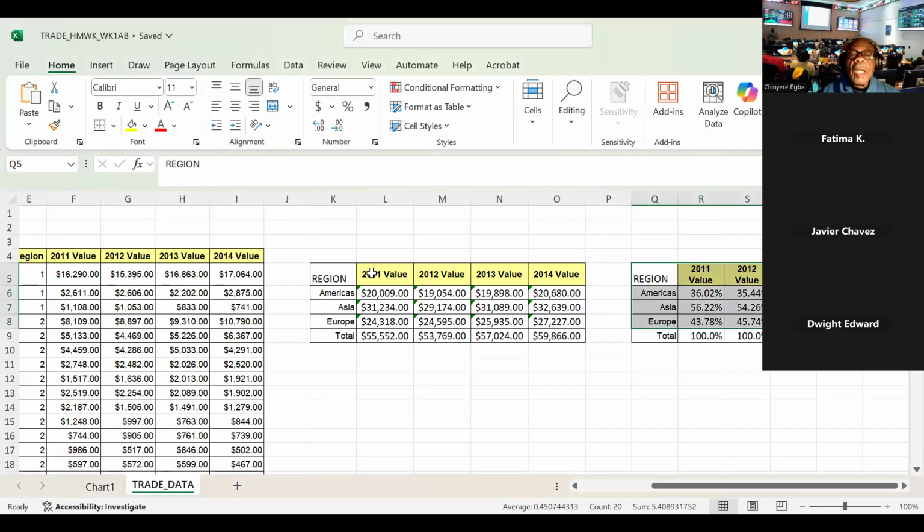You can see here in 2011, okay? The Americas did $20 billion worth of trade. These are in thousands, okay? And the Asians did 31 billion, and Europe did 24 billion. The total amount of trade is what?